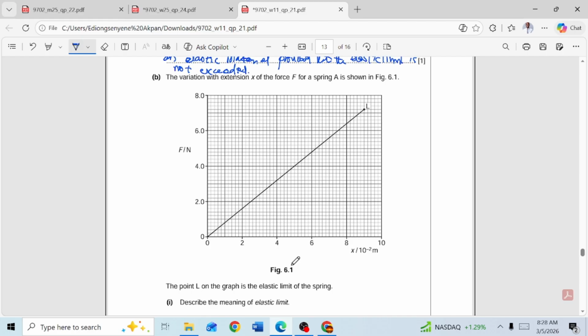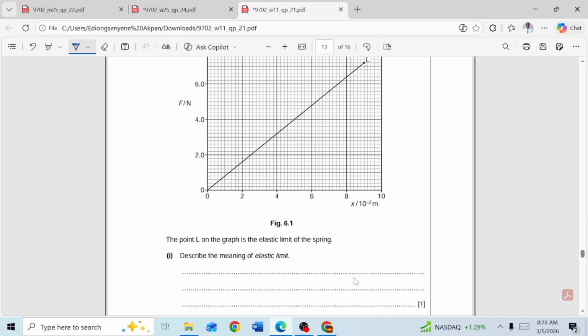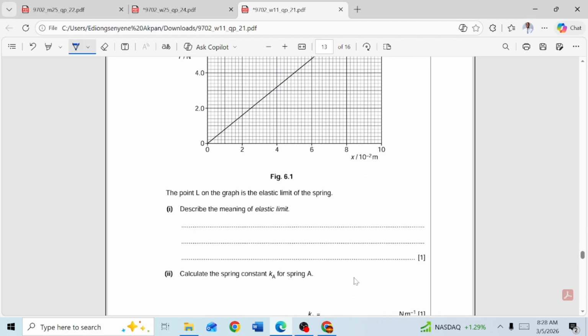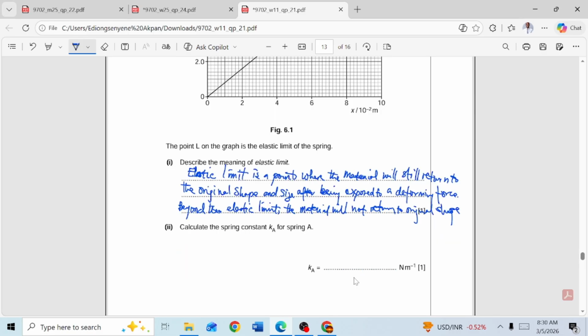The next one: the variation with the extension x of the force F for a spring A is shown. The point L on the graph is the elastic limit of the spring. Describe the meaning of elastic limit. Elastic limit is a point where a material will extend and return to its original shape and size after exposing it to a deforming force. Beyond the elastic limit, the material will behave as a plastic. It will not return to its original shape and size.